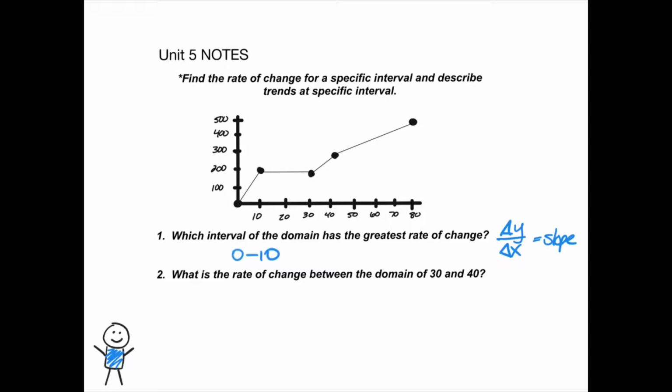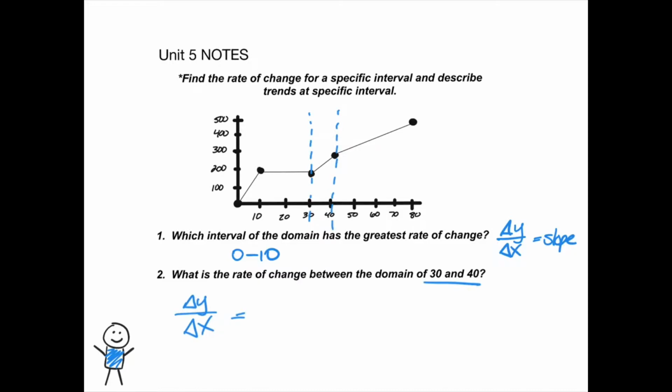Question number 2 says, what is the rate of change between the domain of 30 and 40? And remember, domain represents the x values, range represents the y values. So if I'm looking for the rate of change from 30 to 40, I've got to go back to my formula for rate of change, or my formula for slope, which was the change in y over the change in x. So let's see what the change in y is. I'm going to put a little dotted line to help me represent that interval that we're looking at. We're looking at from 30 to 40.